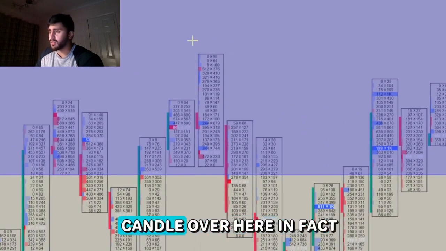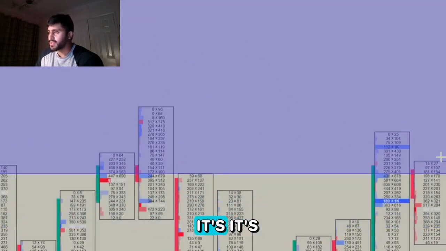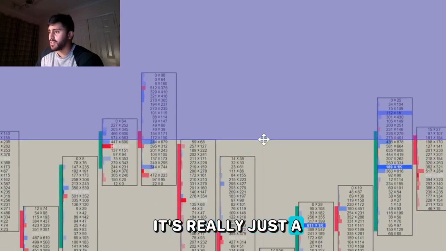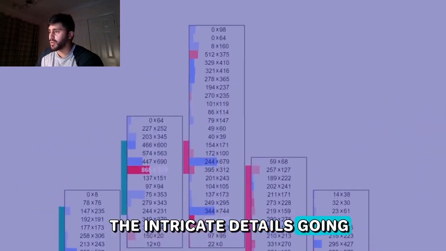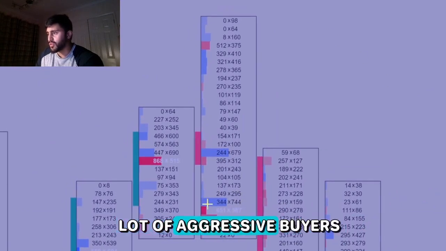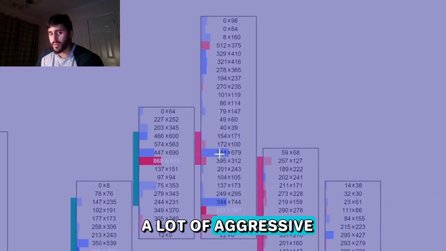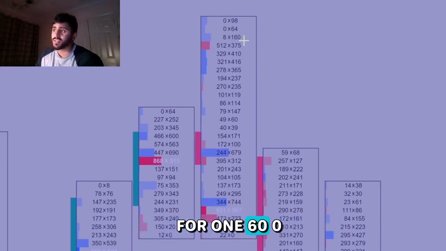We also had this candle over here. In fact, let's start with this candle. When we look at this candle carefully, it's really just a red candle, right? But we don't see the intricate details going on behind. So we have this red candle over here, but we have a lot of aggressive buyers over here, a lot of aggressive buyers over here. And we have a bunch of zeros up here. Like we had 8 for 160, 0 for 64, 0 for 98.